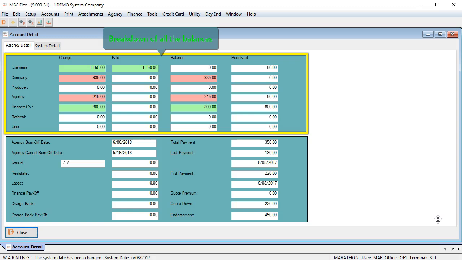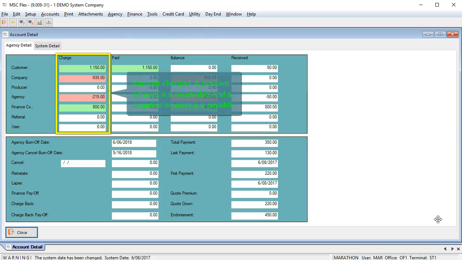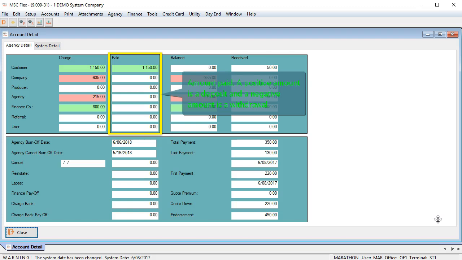This is the breakdown of all the balances for the entire invoice. The charge column shows the amount charged. A positive amount is a receivable and a negative amount is a payable. The paid column shows the amount paid. A positive amount is a deposit and a negative amount is a withdrawal.